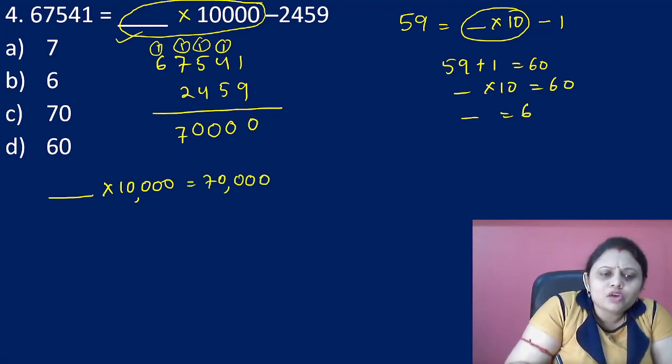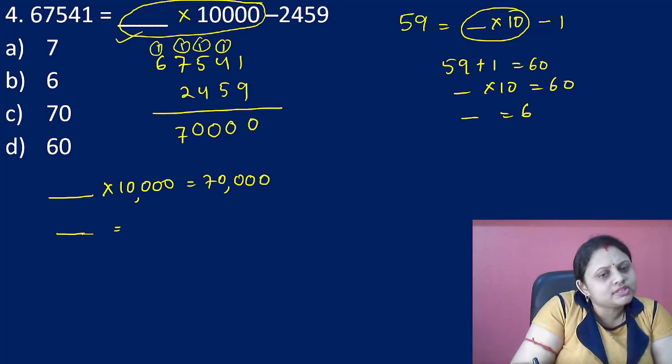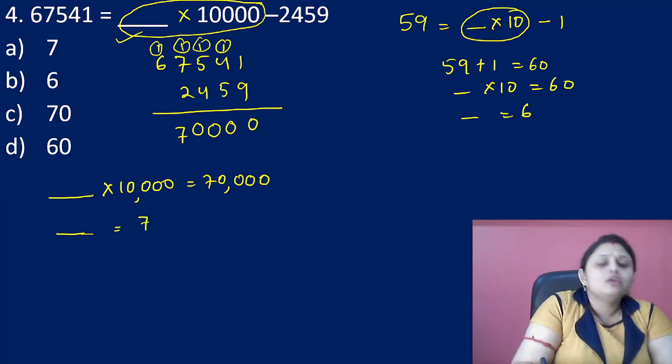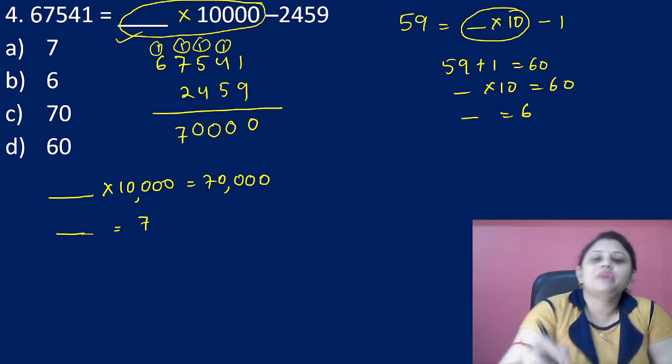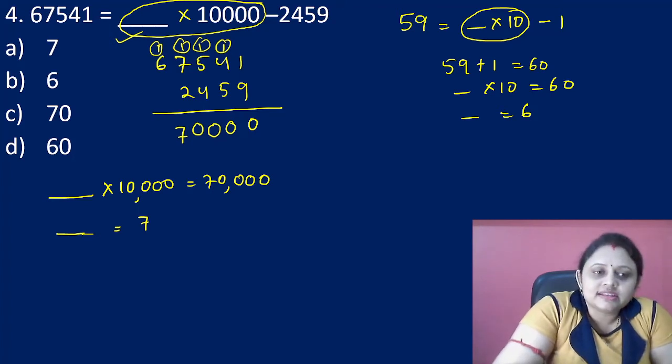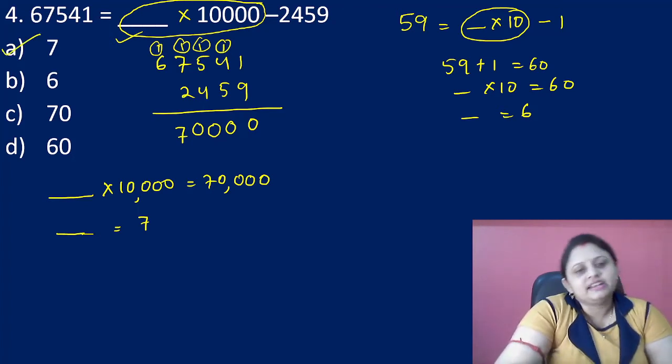So can you now find out the value of this blank place? Okay, you can easily find out in which number if we multiply 10,000 it will be 70,000. Yeah, very easy. The dash will be 7. When we multiply 7 with 10,000 it will be 70,000. Okay, so what is our correct answer? Correct answer is option A, that is 7.